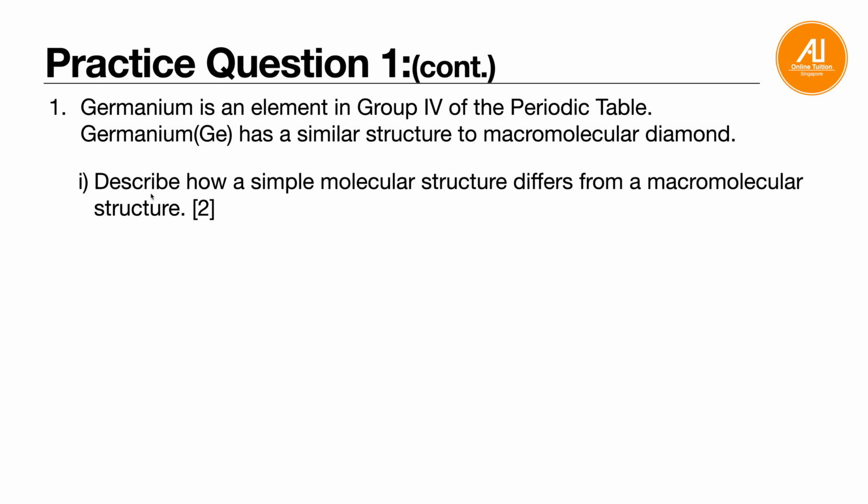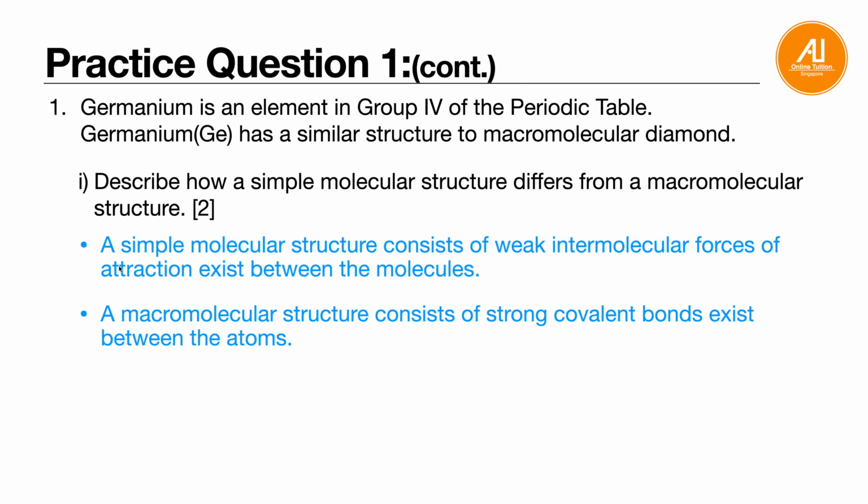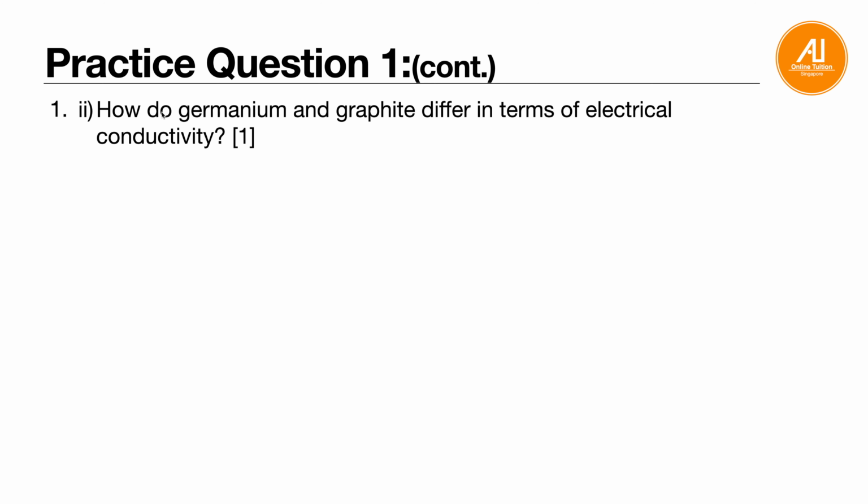Okay, at part 1, what's the answer? Okay, so the difference between simple molecular structure and giant molecular structure. So first, a simple molecular structure consists of what? Weak intermolecular force of attraction existing between the molecules. But for a giant molecular structure, it consists of what? Strong covalent bonds existing between not molecules but atoms. So that's the main difference. Okay. Next one. How do germanium and graphite differ in terms of their conductivity?